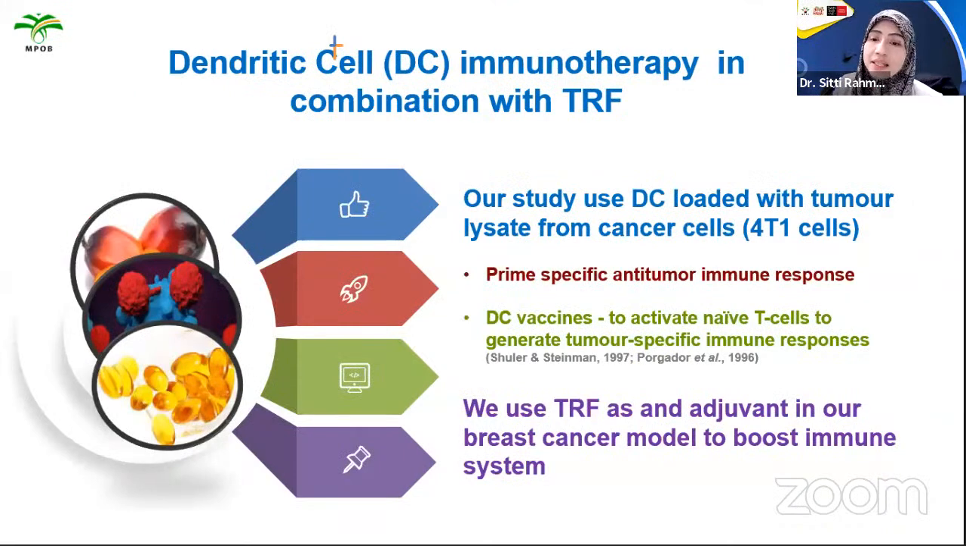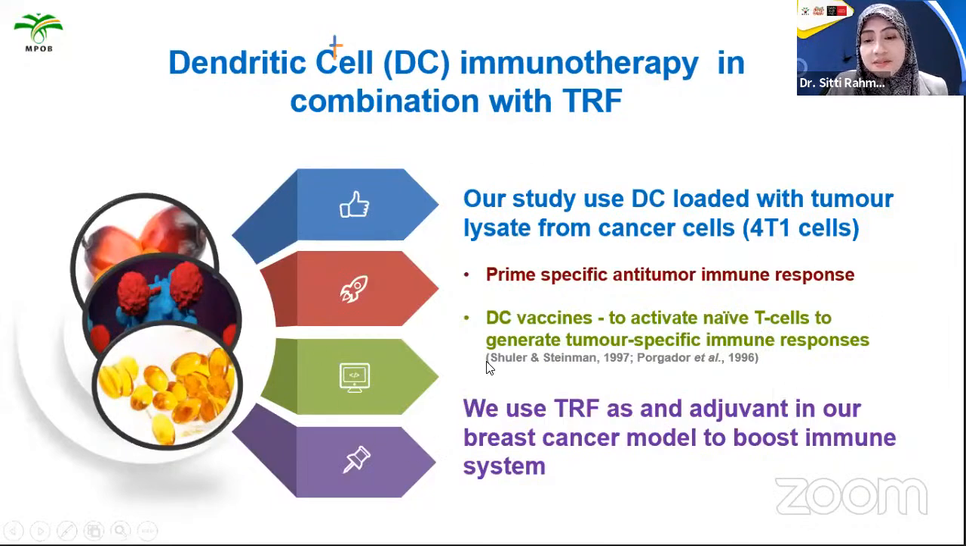So in our study, we used a dendritic cell loaded with tumor lysate from the cancer cell, which is the 4T1 cell. Tumor lysate means we kill the cells, but we keep the properties of the tumor so that it can prime the specific anti-tumor immune response in our body.